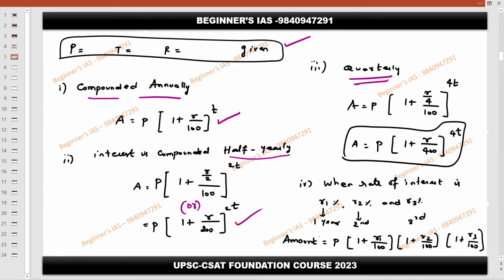Then this is very important. When the rates of interest are R1 percent, R2 percent, and R3 percent, this is for the first year, this is for the second year, and this is for the third year.